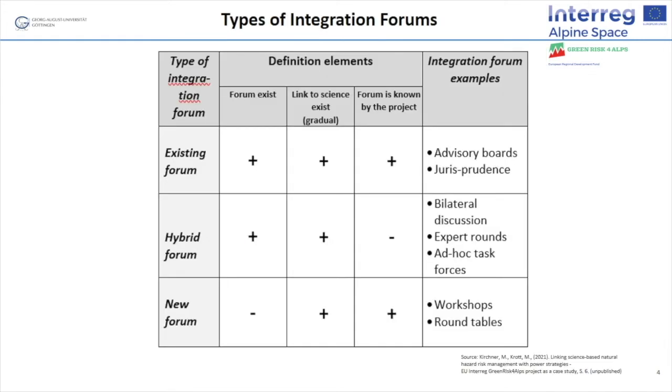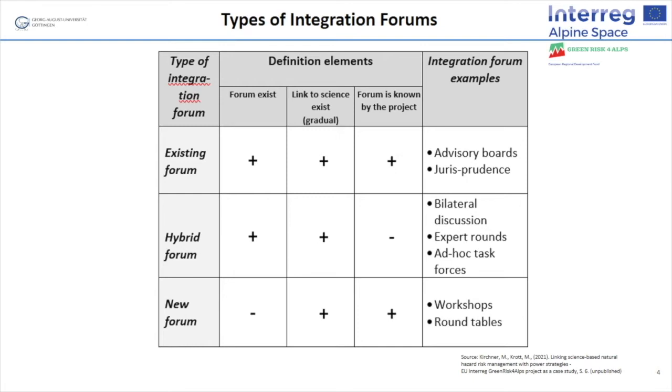This table discriminates between existing, hybrid and new integration forms. We use the truth table format to classify the forms, and for that the point of view of the research project is crucial. An existing form has a link to science and is known by the project, like legally foreseen advisory boards. A hybrid form is a form that might exist and have a link to science, or it might be established but is unknown to the project yet. An example is an ad hoc task force for occurring natural hazard events with major damages.